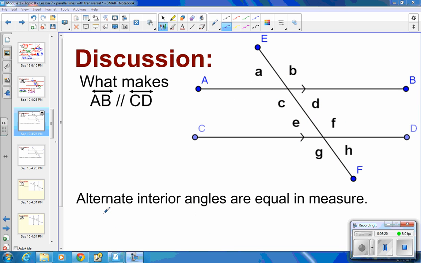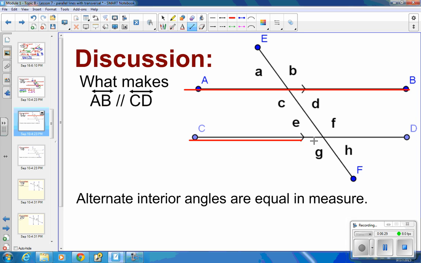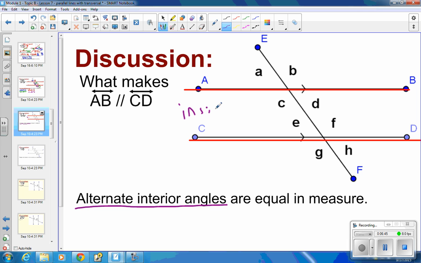Okay, same type of question. Now I want to use alternate interior angles to prove that the AB line is parallel to the CD line. So my AB line is this one, my CD line is that one, and I want to prove somehow that those two lines are parallel. In order to do that, I need to use alternate interior angles. Alternate means opposite and interior means inside. So inside is in here, inside my parallel lines.